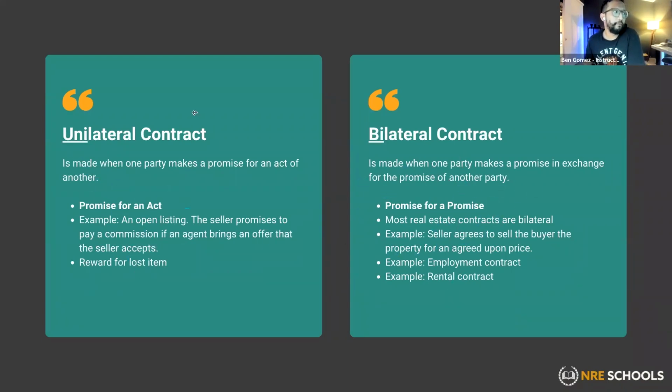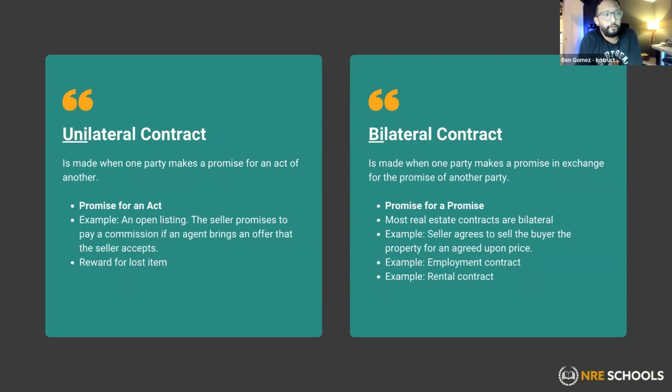So when we talk unilateral, one example that we use is an open listing. We're going to talk about open listings a little bit further, but I think a better example of a unilateral is a reward for a lost item. You see on your Nextdoor app, or you're walking by a tree that says reward for cat. You're not bound to find that cat. There's a $100 reward for this cat, right? You're not bound to find this cat. But if you do, they will give you $100. They'll give you the reward, whatever the reward is. That is a unilateral. It's one-sided. One side is not obligated.